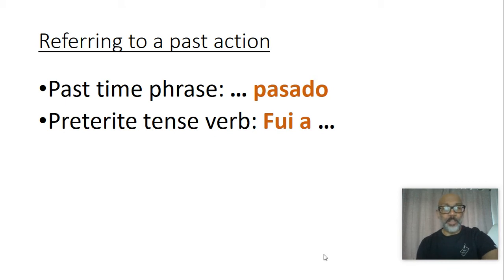So referring to a past action, there's two main areas. We've got the past tense phrase, the time phrase. Now, although there are some different ways of using phrases like yesterday, ayer, or 2 years ago, hace 2 años, the easiest way to remember it is using the word pasado. Now, it's easy because it looks a bit like the English word past. It's got the same 3 first letters, P-A-S, past, pasado, so it refers to the past.